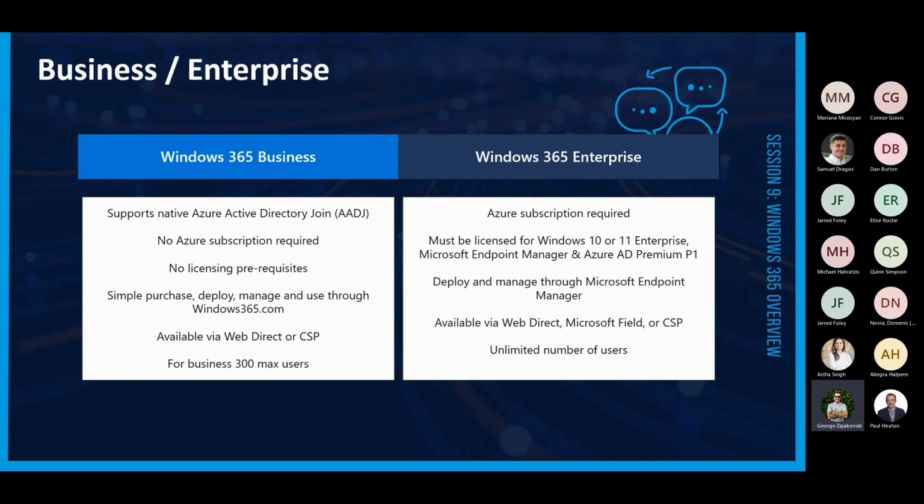Some of the key differences between the two are, obviously, Enterprise is unlimited. You can provision an unlimited number of virtual machines for your users. You can use custom images in Enterprise. Enterprise supports domain join and MDM policies. You can also grant users local admin if you like. By default, it's on for Business users and off for Enterprise users.